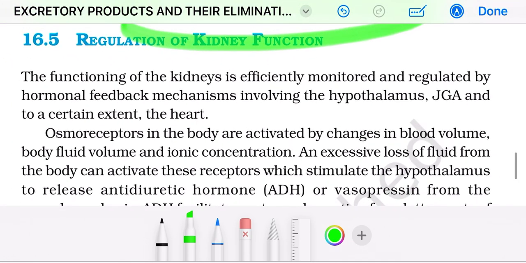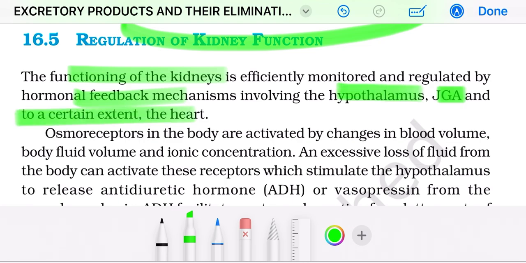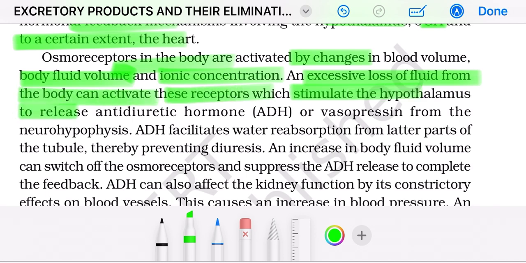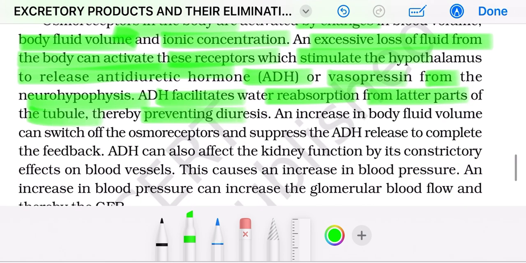Regulation of kidney functions. Functioning of the kidney is efficiently monitored and regulated by hormonal feedback mechanisms involving the hypothalamus, JGA, and to a certain extent the heart. Osmoreceptors in the body are activated by changes in blood volume, body fluid volume, and ionic concentration. Excessive loss of fluid from the body can activate these receptors, which stimulate the hypothalamus to release antidiuretic hormone or vasopressin from the neurohypophysis, which is the posterior pituitary. ADH facilitates water reabsorption from later parts of the tubule, thereby preventing diuresis.